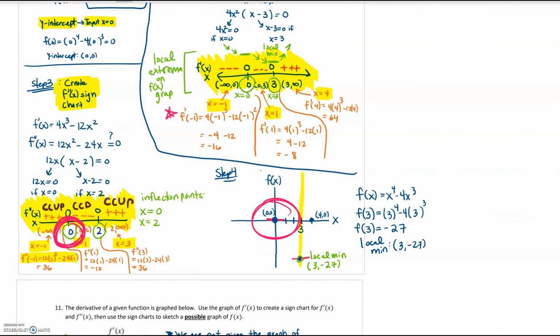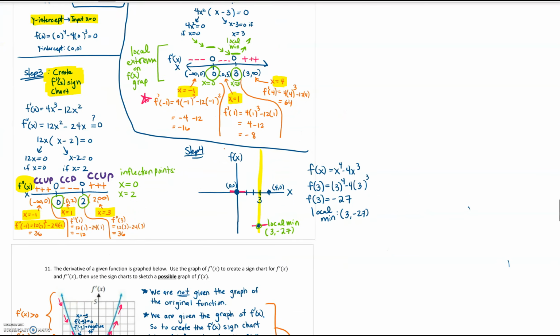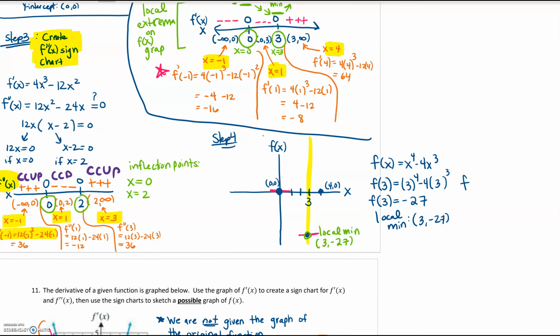I'll just plug 2 into the original function. Okay, so I'm going to put 2 into my original function now. So that'll give me 2 to the 4th minus 4 times 2 cubed. Okay, and that gives us negative 16. Okay, so we've located that other inflection point. The inflection point is going to occur at 2, negative 16.